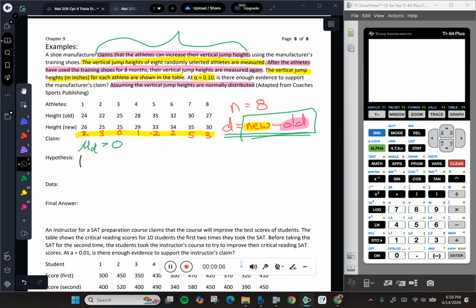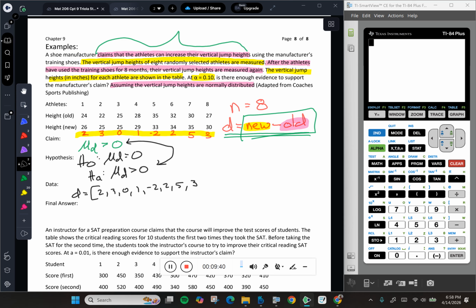As a pair of hypotheses, it's still going to be about a null and an alternate. Since our claim does not have equality in it, it'll be the alternate. The mu sub D is greater than 0. Then our null would just be that mu sub D is 0. Remember, we're going to set it up. Our claim is the alternate. Our data, well, our data is literally that new set D. That data set of 2, 3, 0, 1, -2, 2, 5, 3.